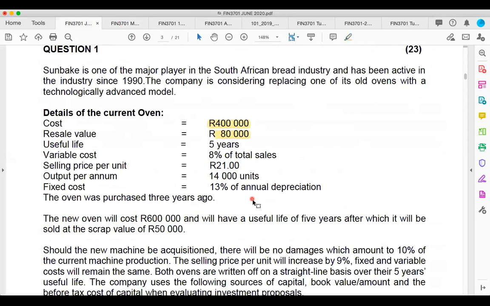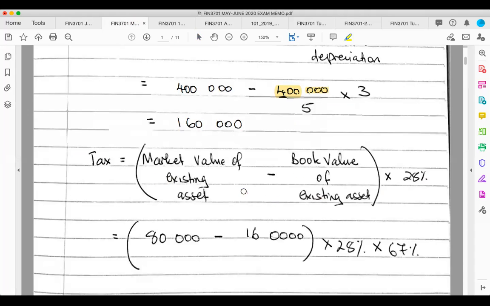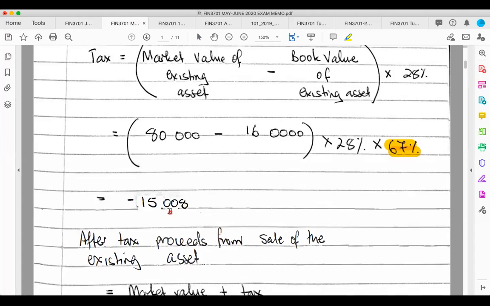But then there's something important we were told. We were told that capital gains are taxed on 67% of the gain at the normal tax rate. So it means that this capital gain, the difference between the market value and the book value, we are just going to be taxed on 67% of that amount. So as you can see, I then multiplied the 80,000 minus 160,000 times 28%. I multiplied it by 67% because only 67% of this gain is going to be used for tax purposes. It's like a tax allowance. And then we get minus 15,008.